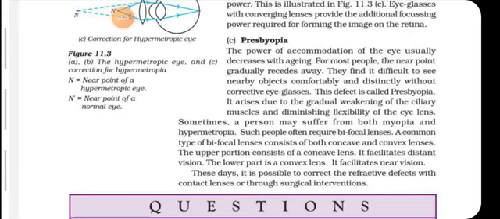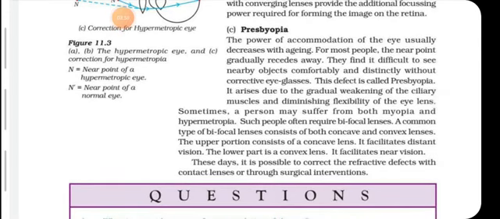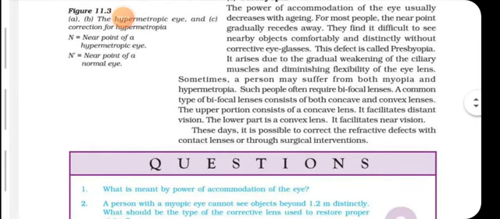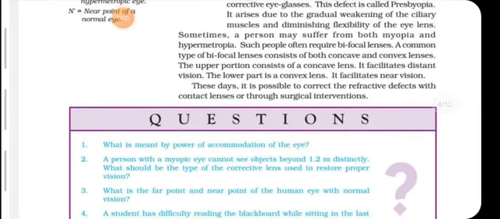A person may suffer from both myopia and hypermetropia, and so we need to use both types of lens, that is the bifocal lens. A type of bifocal lens consists of both a concave and a convex lens. It facilitates distant vision as well as nearby vision. This defect can also be corrected using contact lenses or through surgical interventions. Fine.